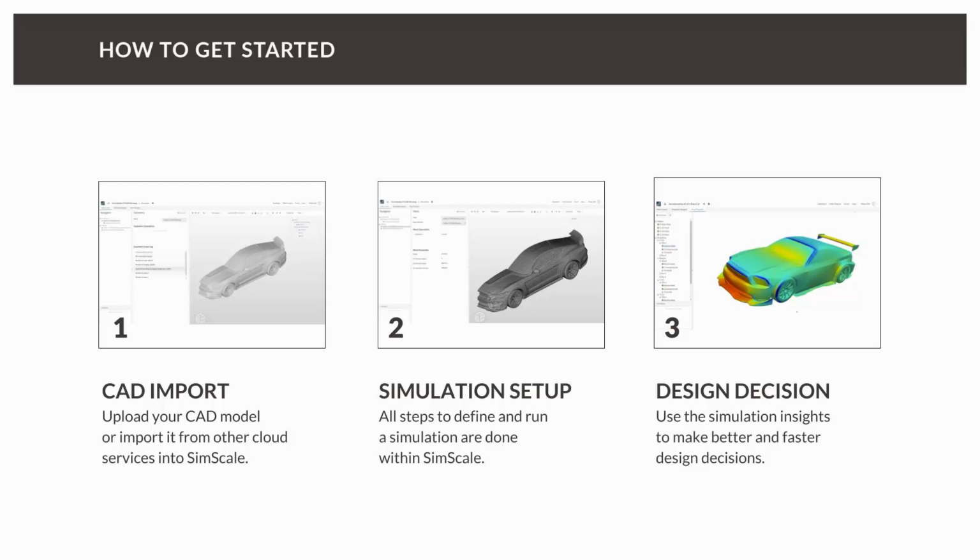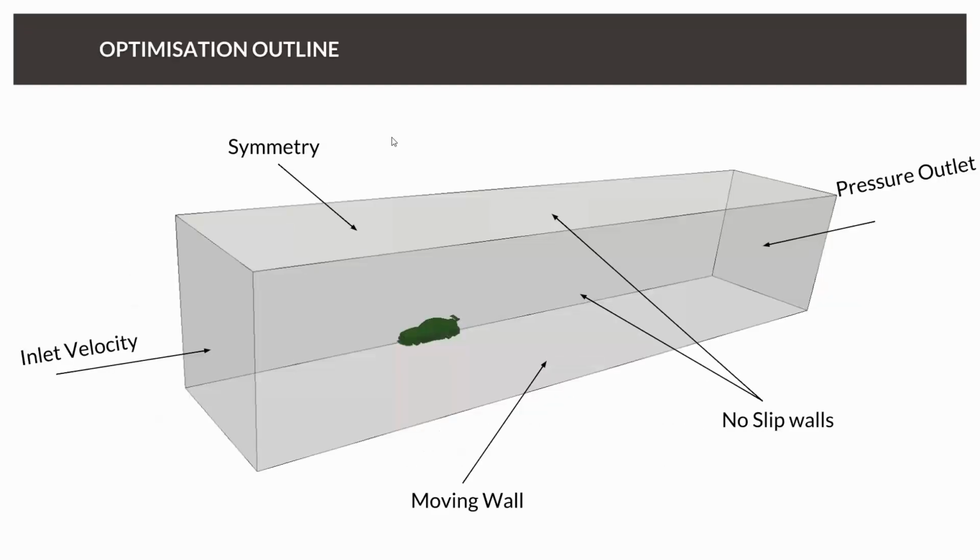So, let's now take a quick look at how our simulation will look. This is our car in green. Around the car we will have a control volume or a control domain which should represent our wind tunnel or the racetrack. And then we have different patches with different boundary conditions. The flow will enter the domain from the left side, so this face will be a kind of inlet. The flow will leave at the right side, so this is a kind of pressure outlet.